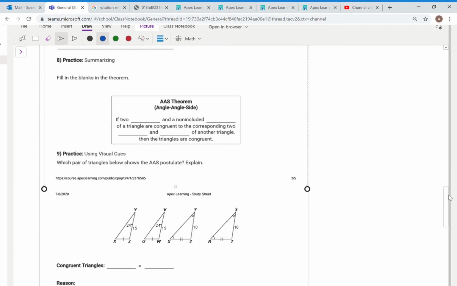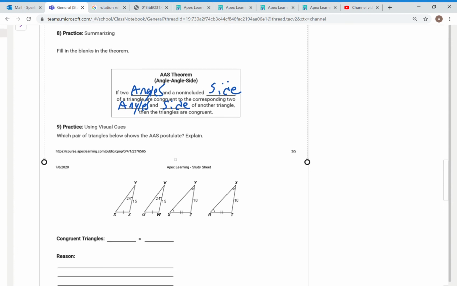And then I believe this is our last one. This is the angle side theorem. So two angles next to each other and then a side. So two angles and a non-included side, so a side that's not sandwiched, are congruent to the corresponding two angles and side of another triangle. The triangles are congruent. So again, what you really need to do, write out those A's, write out those S's.